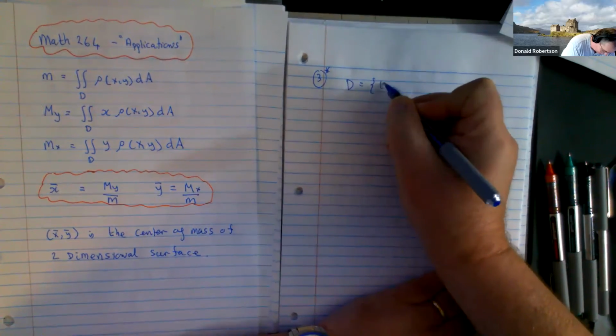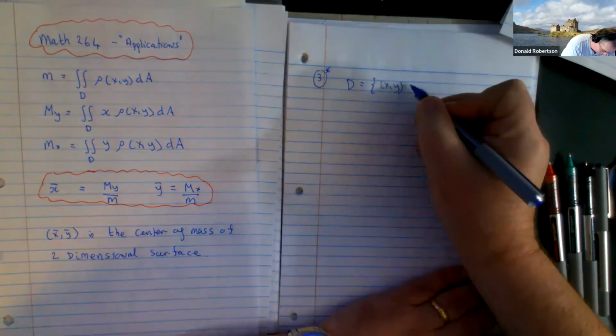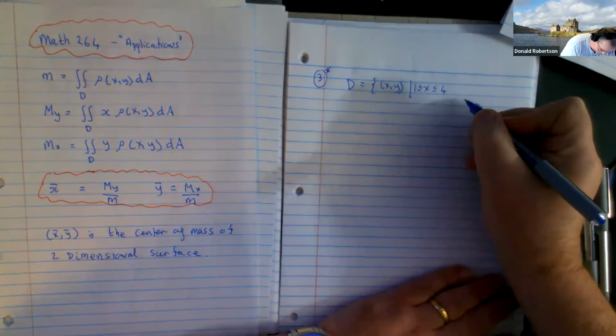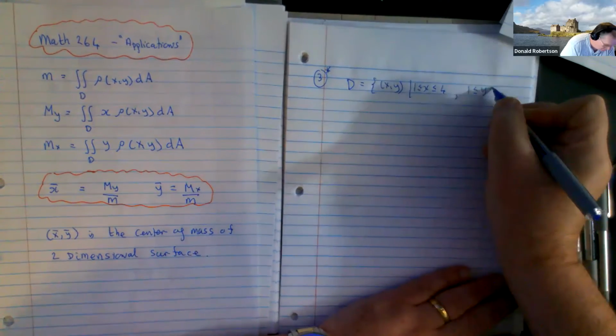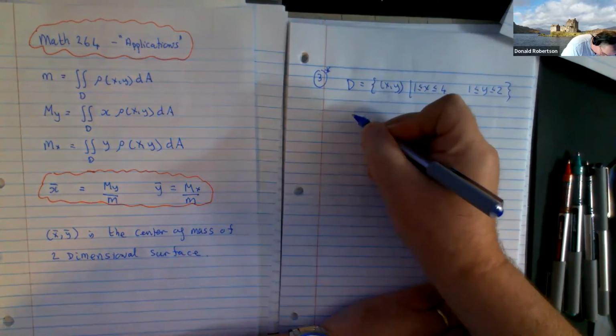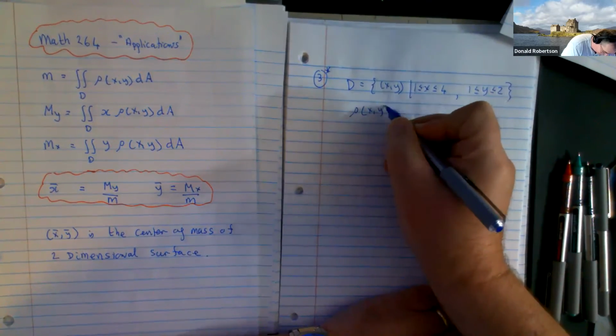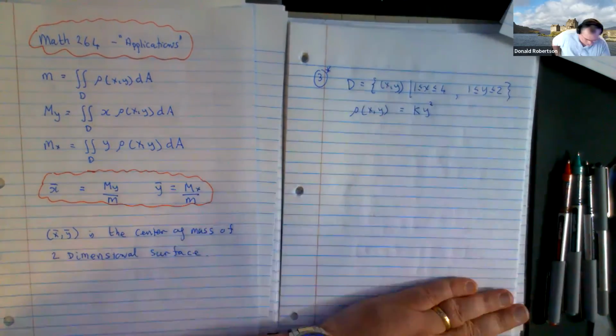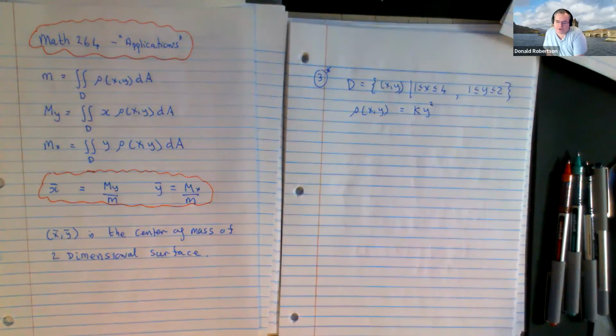Now, in this question, the region D is described as the x's are from 1 to 4, and the y's are from 1 to 2. And the density function has an added issue. The density function is some multiple of y squared, k times y squared.